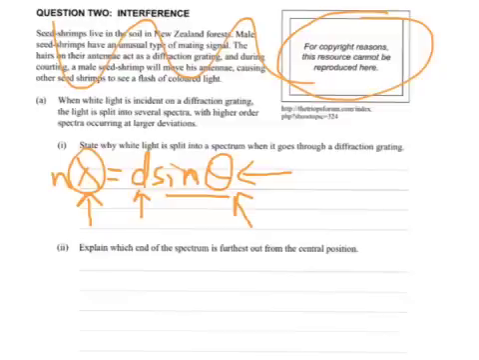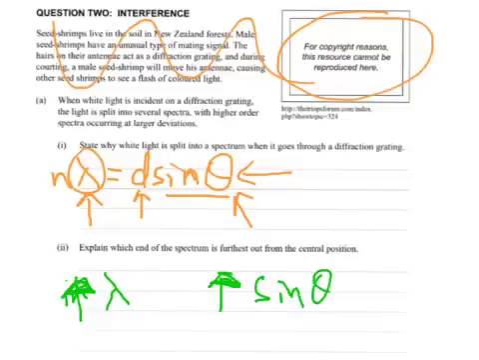Explain which end of the spectrum is furthest out from the central position. Okay, well, we can see from the equation above that if you increase the wavelength, let's just draw an up arrow, that means we're going to increase the sine theta term, because n and d don't change when we're considering just the one single spectrum. And so the longest wavelengths will diffract the most, and that happens to be the red end of the visible spectrum.